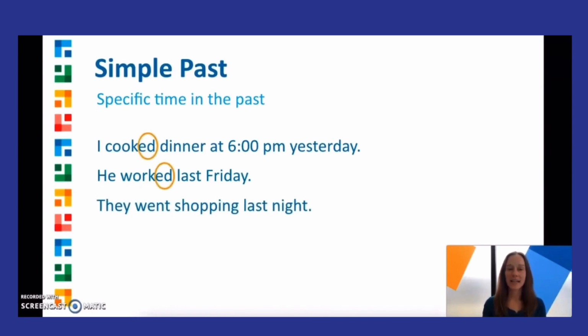In the simple past, we add an ed to the end of regular verbs. So I cooked or he worked. Some verbs in the simple past are irregular, like go. So go in the simple past does not become goed. It becomes went. They went shopping last night.